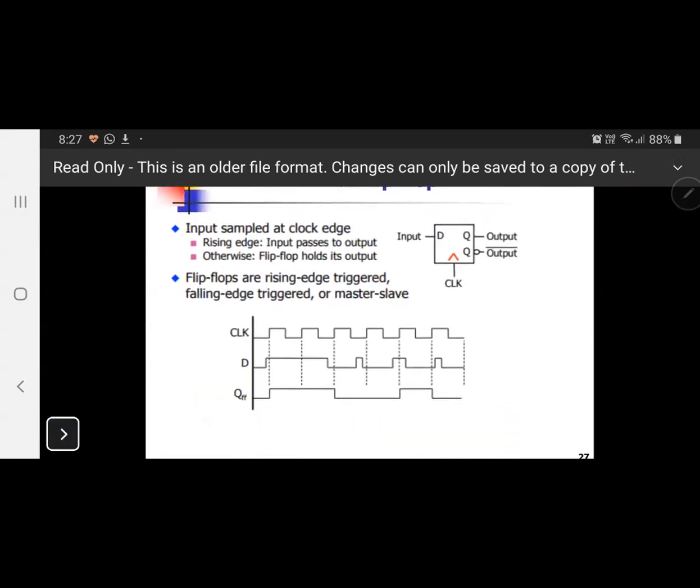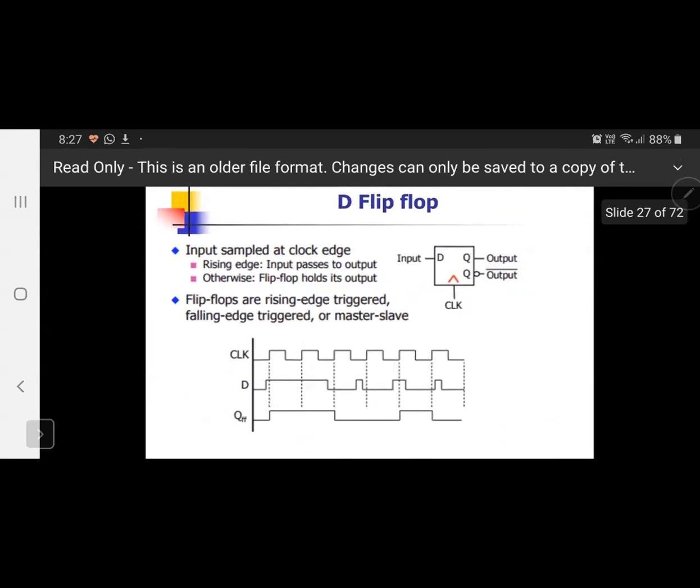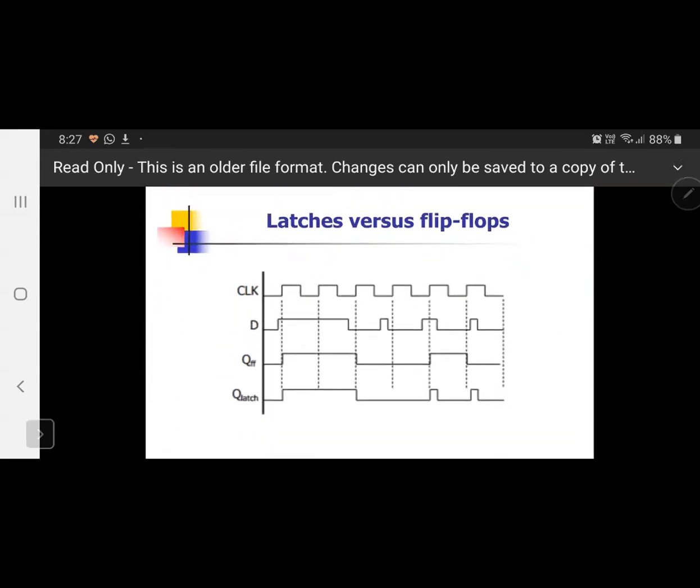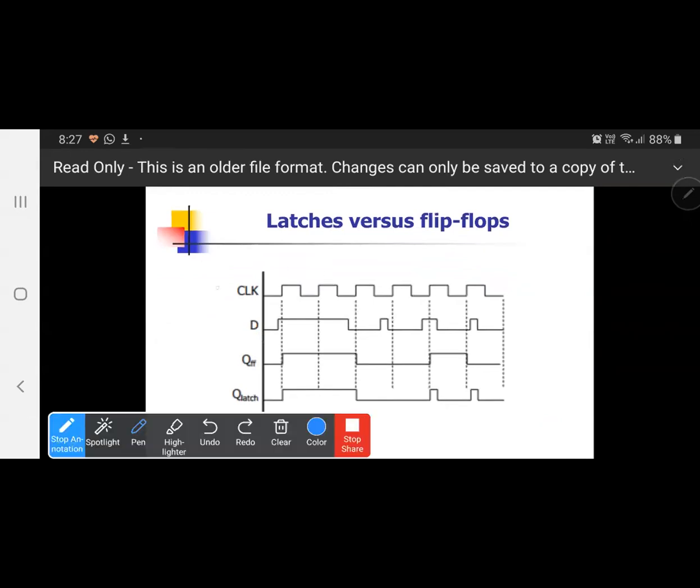Now the D flip-flop here. I will do this. Here, this is the clock, this is the D, and this is the output of the flip-flop, and this is the output of the latch. So now you can understand the difference between the clock and the latch, and how the result will change.